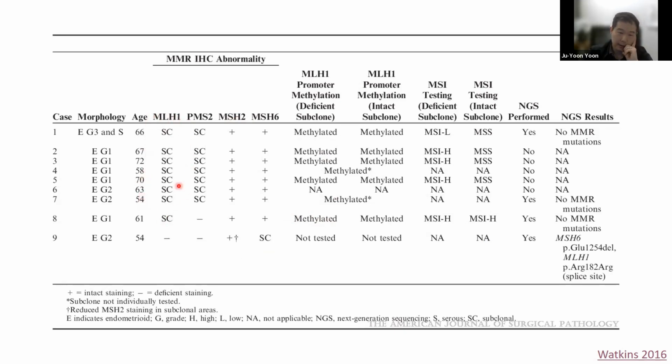But I think what's more pertinent to the case that I'm presenting is that in a number of cases with subclonal loss of MLH1, there was MLH1 promoter methylation in both the areas that were deficient in MLH1 as well as the intact areas. Where they differed was on MSI testing by PCR: the intact regions tended for the most part to be MSS, whereas the other areas were for the most part MSI-high.